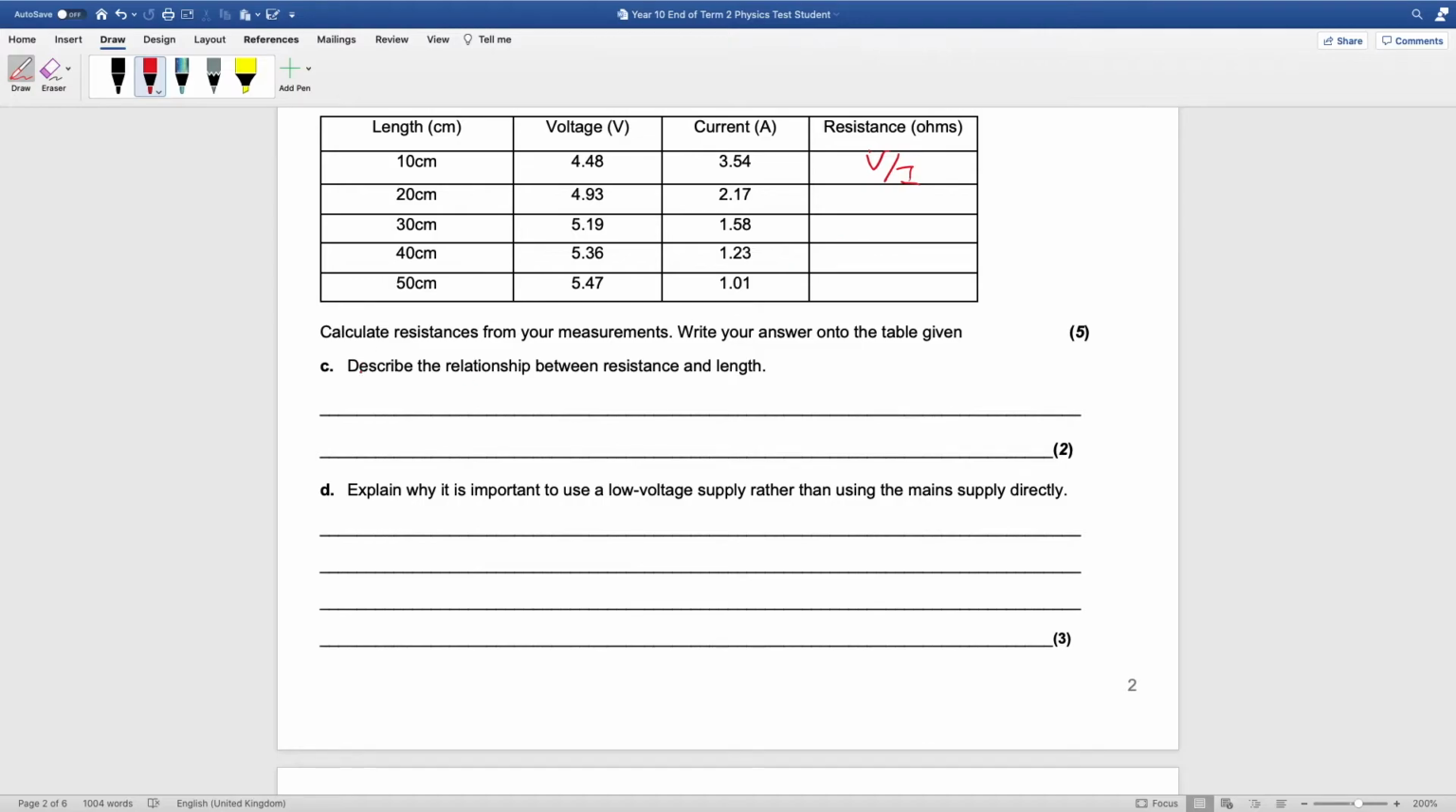Describe the relationship. Well, if you look at the table, you can see that as the length gets bigger, the resistance gets bigger, so that's worth 1 mark. But if you were to say that the resistance is proportional to the length, that's worth 2 marks.